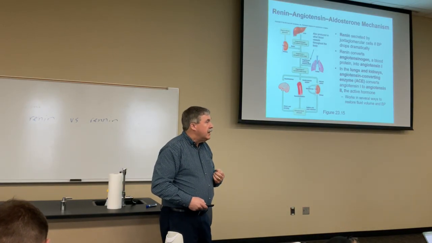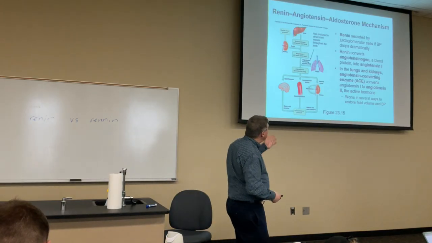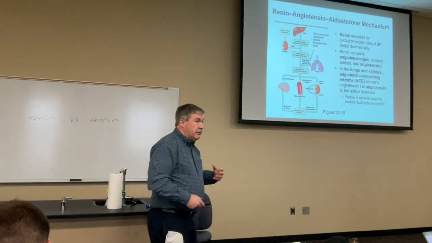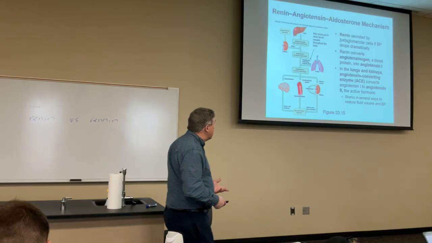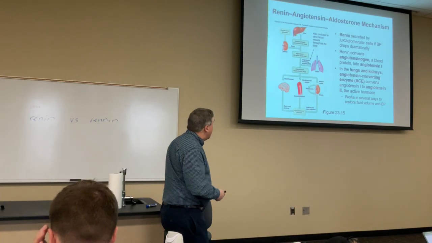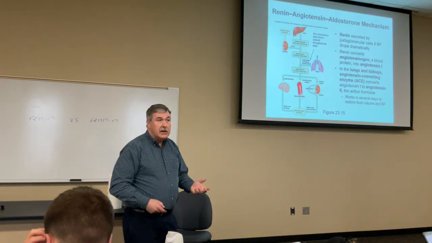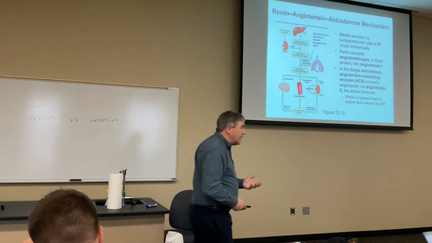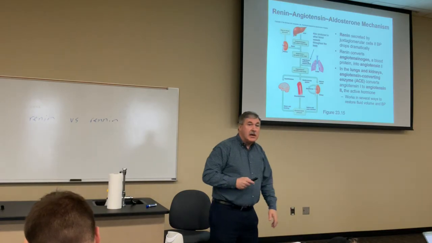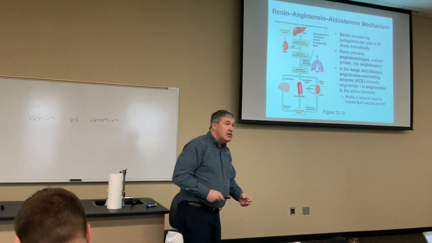All right. Now, one other reason for knowing this system is there are some drugs that are used to lower blood pressure that affect a part of the system. Okay? One of them is there's a class of drugs called ACE inhibitors. ACE inhibitors, that stands for angiotensin converting enzyme inhibitors. That inhibits the activity of this angiotensin converting enzyme. It blocks it from converting angiotensin-1 to angiotensin-2.